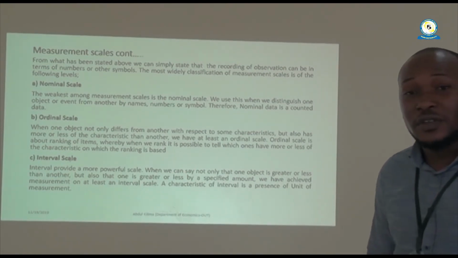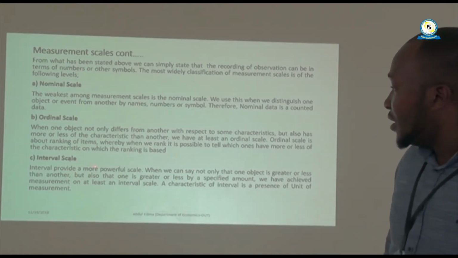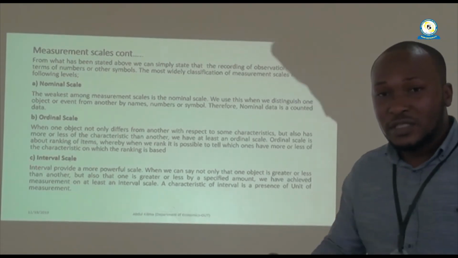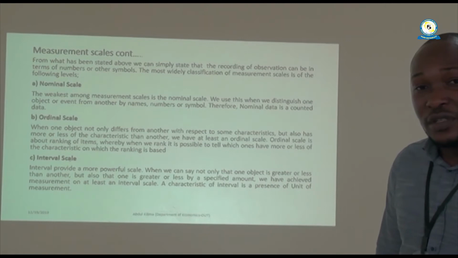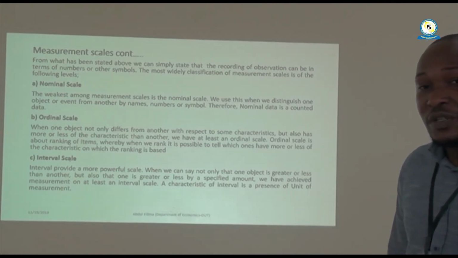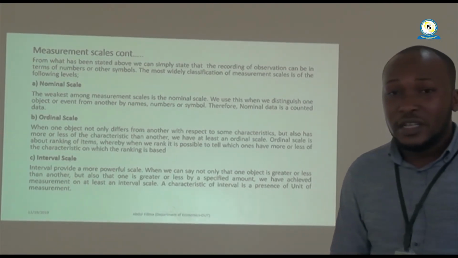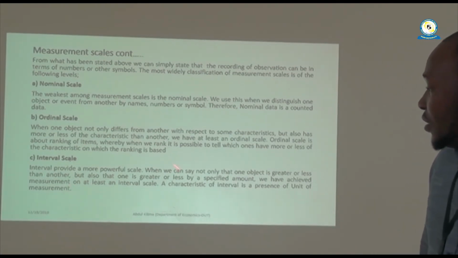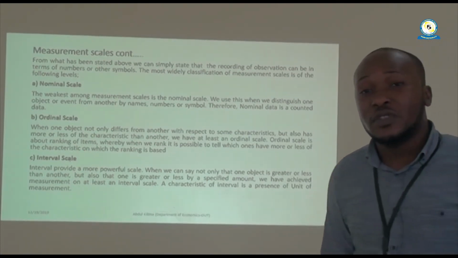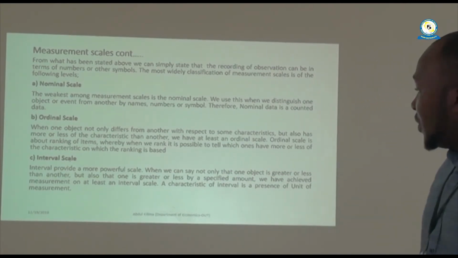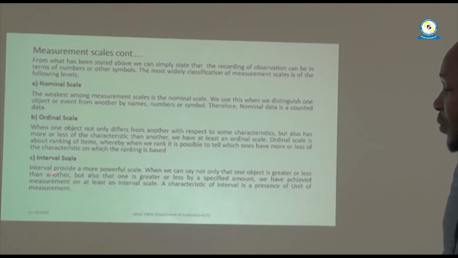Or GPA, we have first class, second class, third class. What is the range of first class GPA? 5.0 to 4.0, as you can see here. If someone scores 3.95 and the other one scores 4.0, that's how we can define the interval scale. So with the interval scale, we have a unit of measurement. For example, for the sake of marks, it is a GPA.